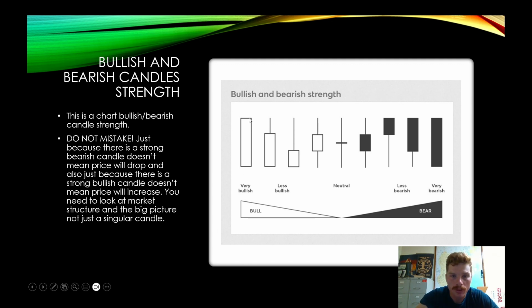When there's a wick on top of a bullish candle, it means sellers are trying to take control. For example, the market opened here and closed here, and there's no wick, which means this candle is full of almost nothing but buyers. This is starting to get a little less bullish. The market opened, buyers drove price all the way to the top, and sellers started coming in and dropping price down.